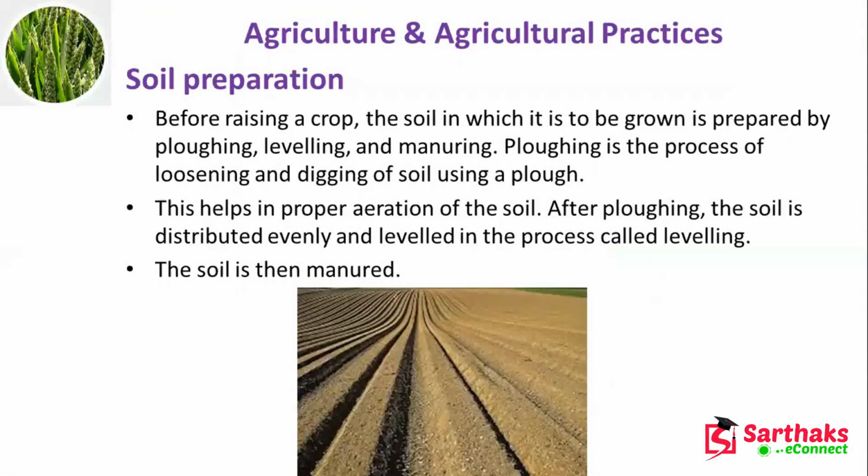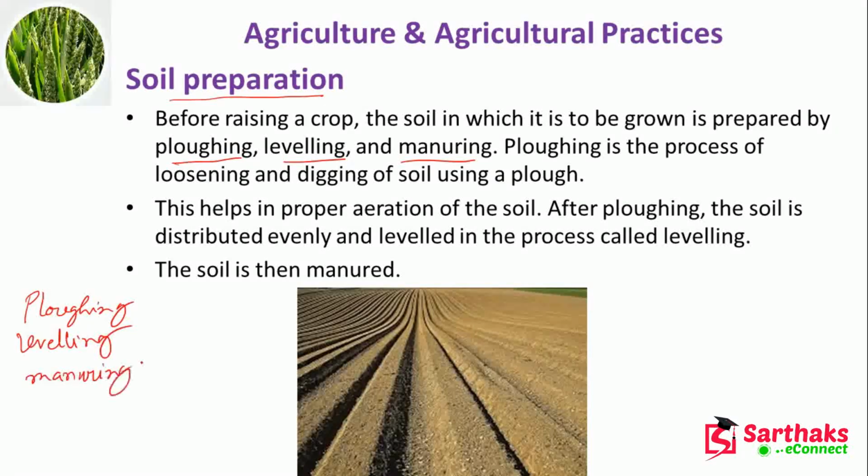Now, agriculture and agricultural practices. First is the soil preparation. Before soil preparation, the farmers have selected whether this soil is good for Kharif, or Rabi, or Zaid. Now they have to prepare the soil. How? Plowing, leveling, manuring. These three points are very important.